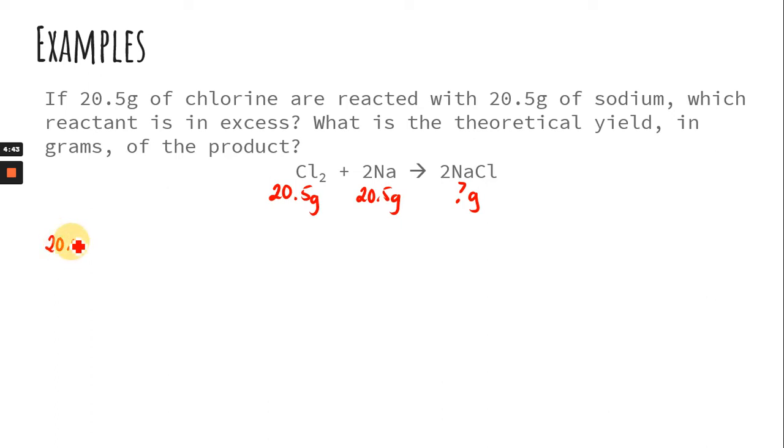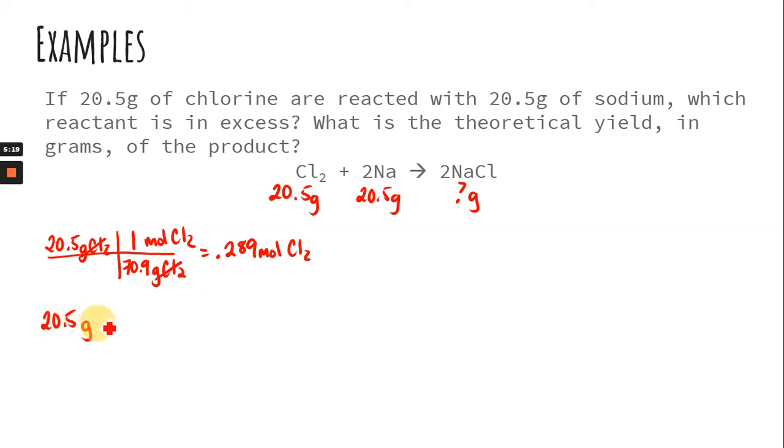First thing we need to do is convert from grams of chlorine to moles of chlorine, and then grams of sodium to moles of sodium. So we would put grams on the bottom, mole on the top. Based on our roadmap, 1 goes with mole, and then the molar mass of chlorine. There are 2 chlorines though, so 35.45 times 2 is 70.9. When we multiply and divide, the grams would cancel, giving us 0.289 moles of chlorine.